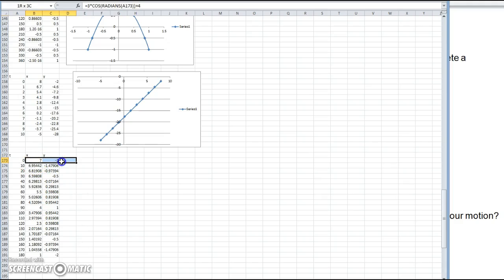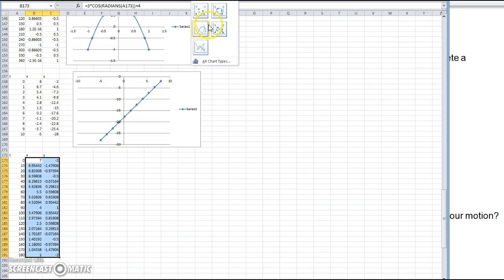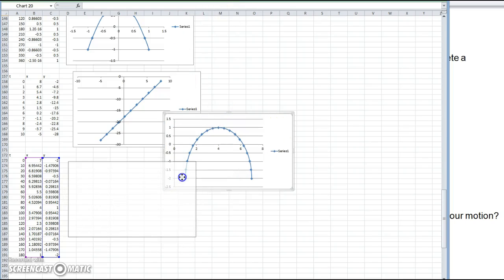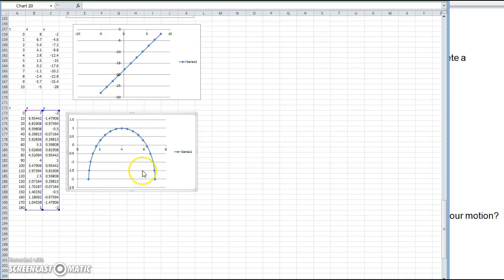Okay, so here are all our points for problem 2. And when we put them in the scatter graph, we can see we have circular motion in a semicircle around (4, -2).